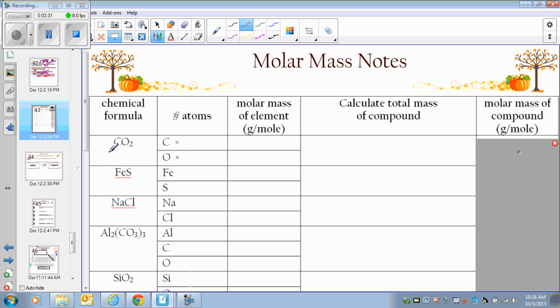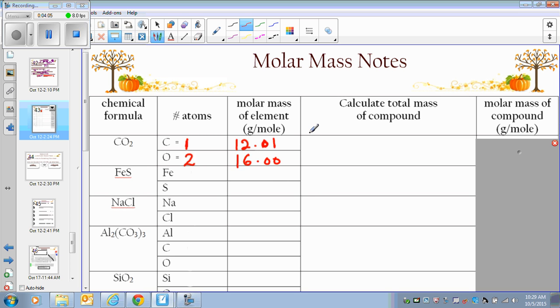So let's count the number of atoms. How many carbon atoms do I have in this compound? I have 1 carbon atom. How many oxygen atoms? 2. So let's go to the periodic table. What is the molar mass of carbon? If I go to the periodic table, I see that the molar mass of carbon is 12.01. I need to take it to the hundredths place. Then let's see what the mass of oxygen is on the periodic table. If I round it, it will become 16.00.